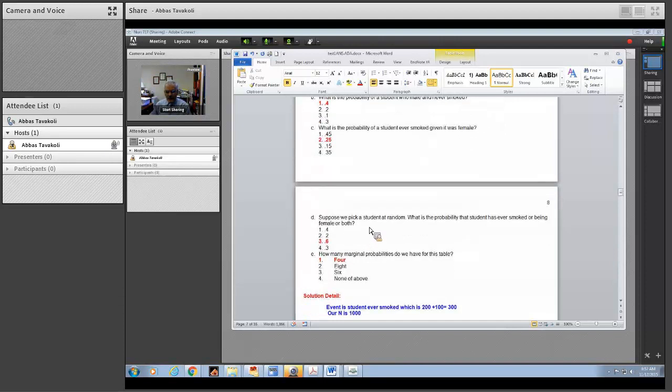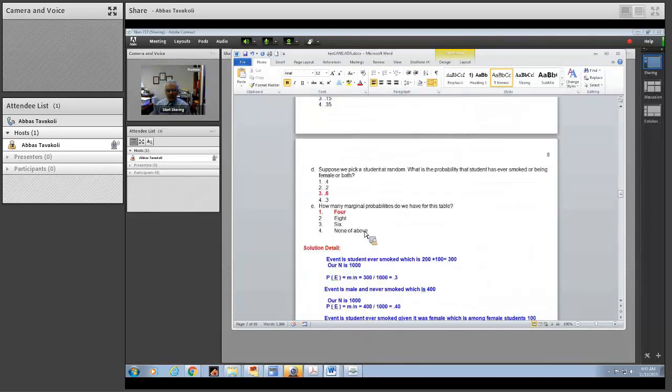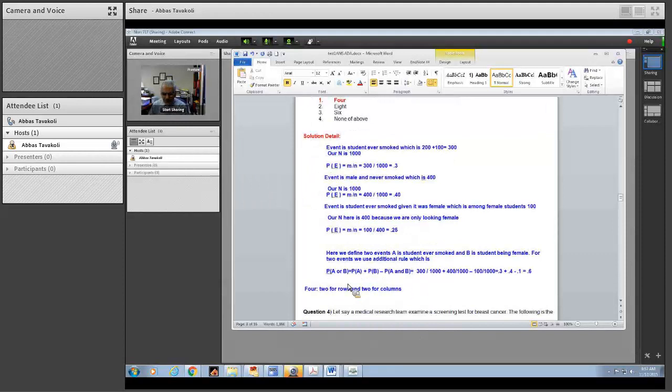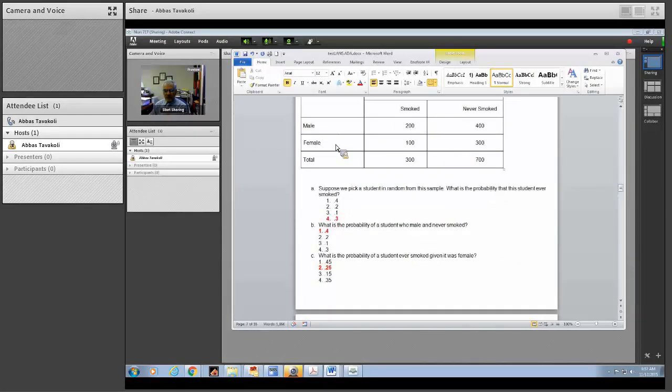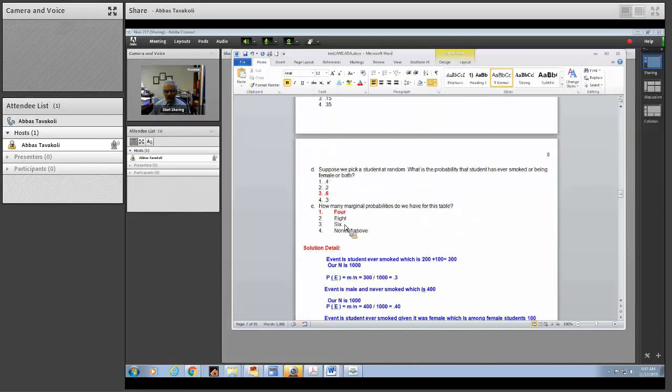Suppose we pick a student at random. What is the probability that a student ever smoked, or is female, or both? Again, this is the situation where you have two events and are calculating the probability for or. You call ever smoke A, and B is being female. So you write probability of A plus probability of B minus probability of A and B. 300 over 1,000 plus 400 over 1,000 minus 100 over 1,000 is 0.6. The smoke and female was the intersection, the last term you put in the formula.